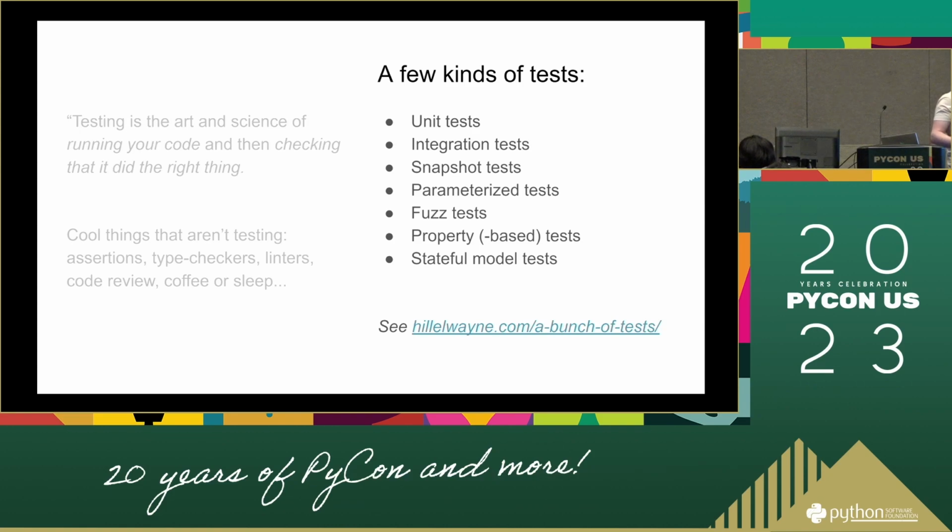You can have fuzz tests, and fuzz tests basically throw random data into your function or your code to try to make it crash. You can have property-based tests, which is what we're talking about today, and then stateful model-based tests, which are like a fancier form of property-based testing that we will not be discussing in depth.